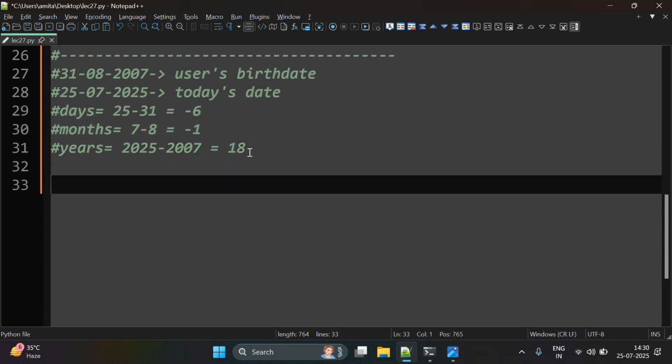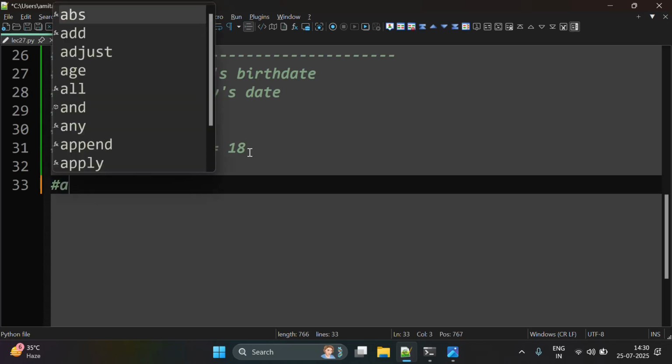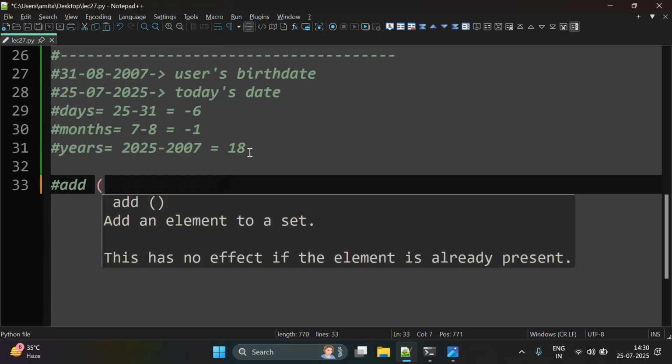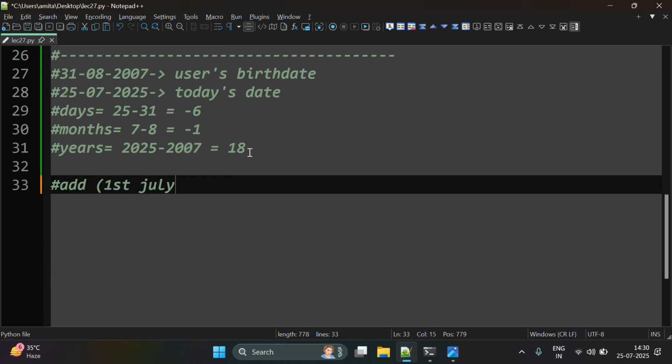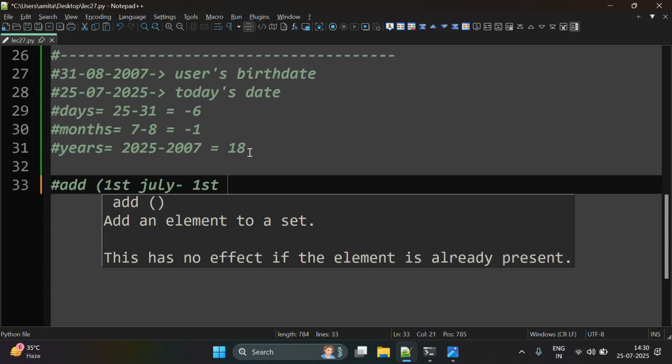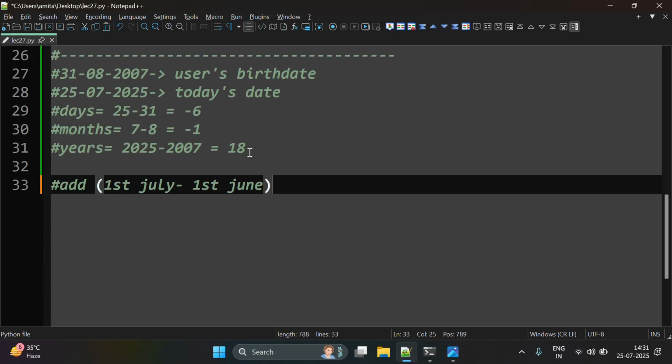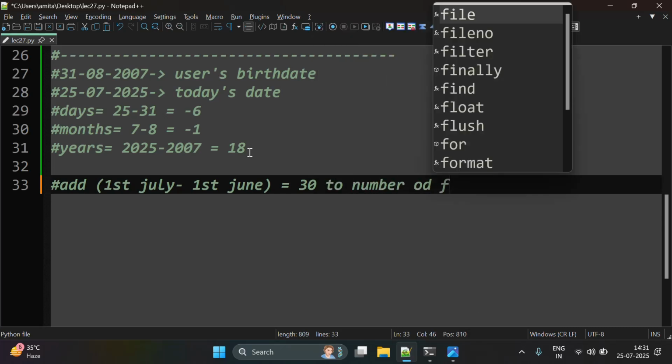To adjust this, what we have to do is first add a few days, and what exactly are those days? We will see 1st July minus 1st June. These many days, which are 30, will be added to the number of days.